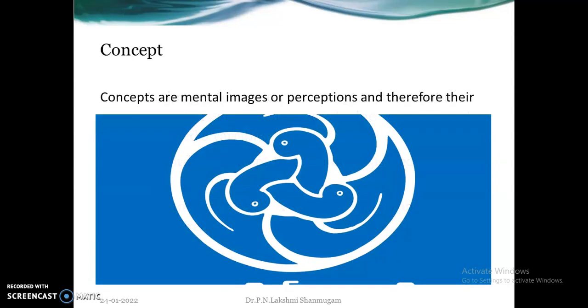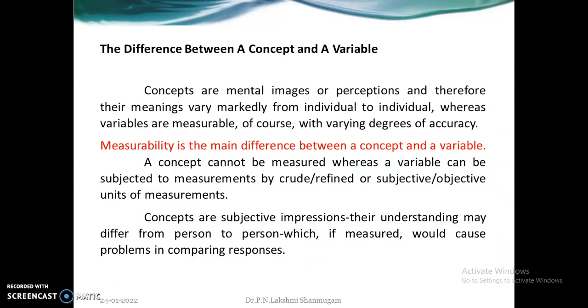Concepts are mental images or perceptions, and therefore their meanings vary markedly from individual to individual, whereas variables are measurable, of course, with varying degrees of accuracy. Measurability is the main difference between a concept and a variable. A concept cannot be measured, whereas a variable can be subjected to measurement by crude, refined, subjective, or objective units of measurement. Concepts are subjective impressions. Their understanding may differ from person to person, which if measured would cause problems in comparing responses.